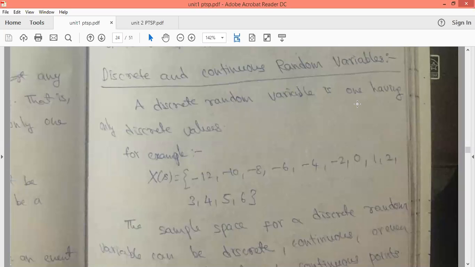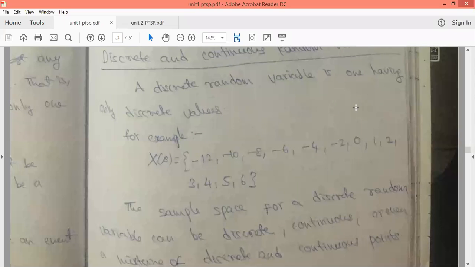Now we'll discuss what continuous and discrete random variables are. The discrete random variable has only discrete values, like X of s is equal to a discrete value. It means we have a one-to-one correspondence with the integers. If we are able to count the number of values in the random variable, then it is called a discrete random variable.